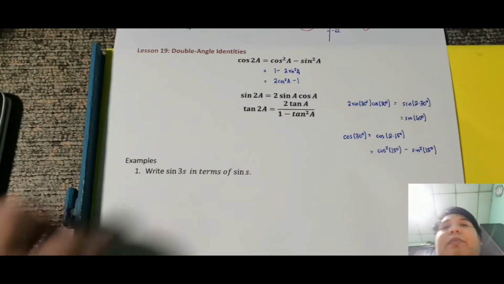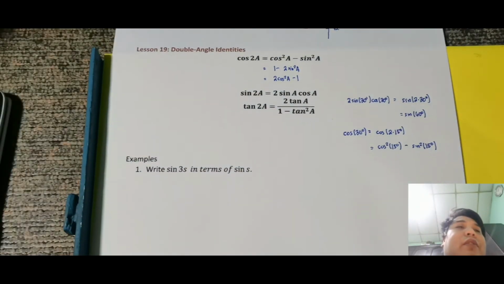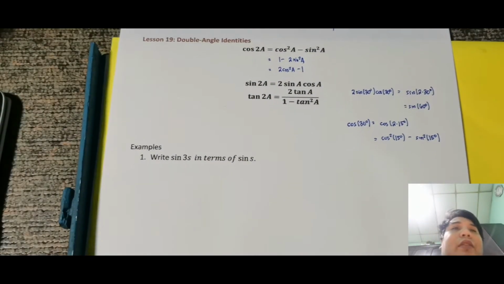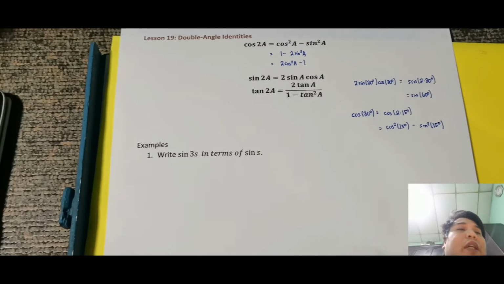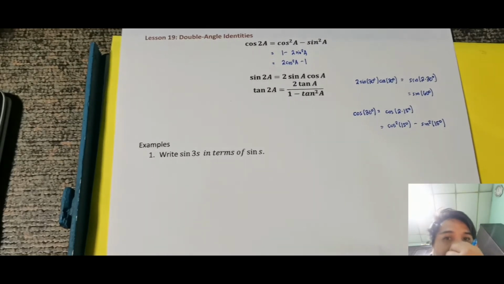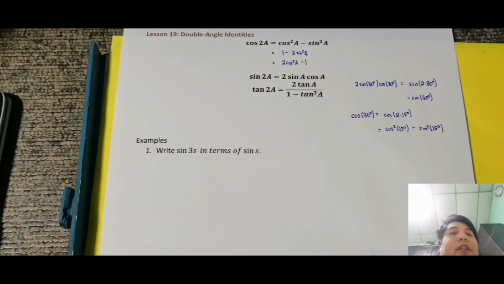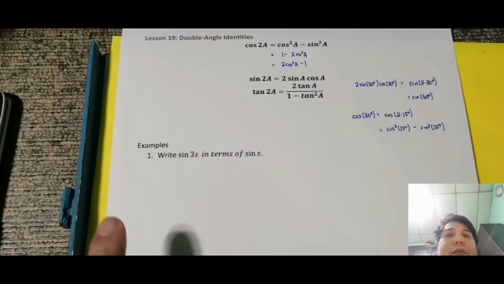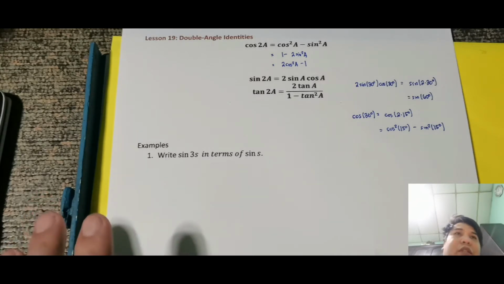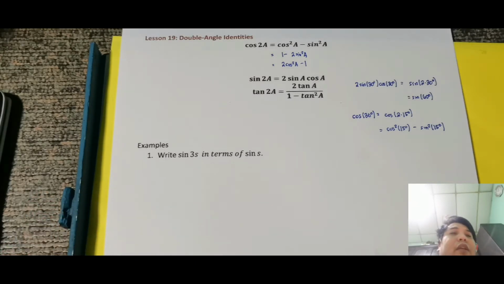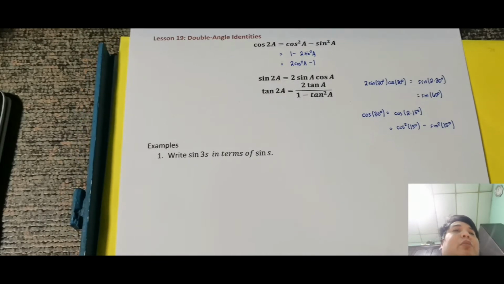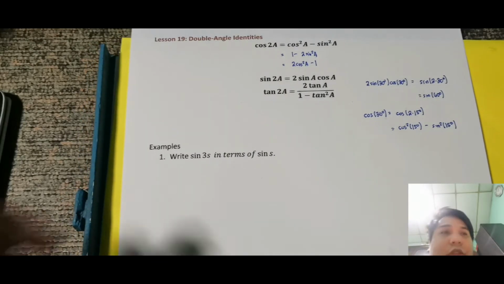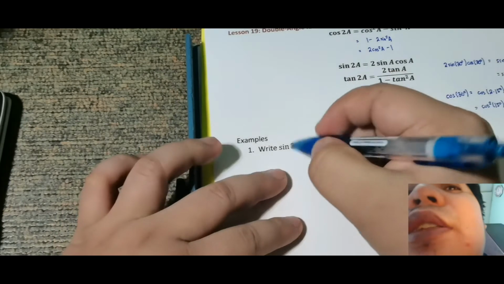Okay, so let's have example para ma-apply natin ang identity na yan. So again, para lang din siyang fundamental identities. Yung tinawag na sa kanya is double angle identities. So example, write sine 3s in terms of sine s. So meaning, dapat matanggal natin yung triple angle tapos yung double angle dyan. So actually, triple angle siya. So goal natin is tanggalin natin yung triple angle na yan, using yung double angle identities.